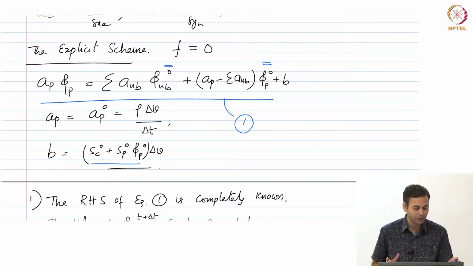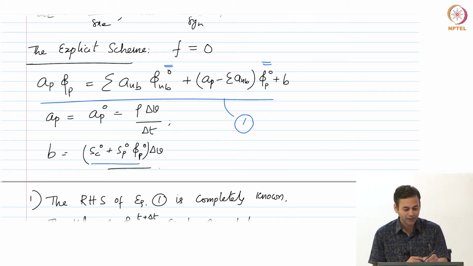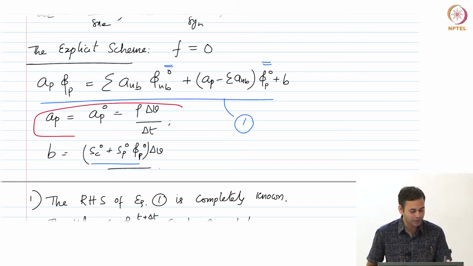Which coefficients would go to 0? AP naught, and what about AP? AP also goes to 0, right? AP is gone, AP naught is gone. So, what are we solving? Essentially these two would go to 0 because it is kind of a steady state.